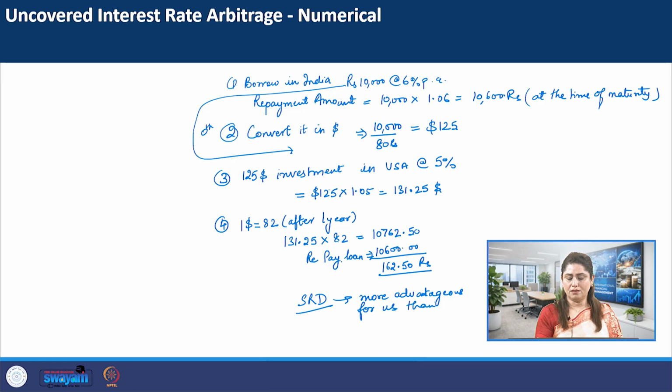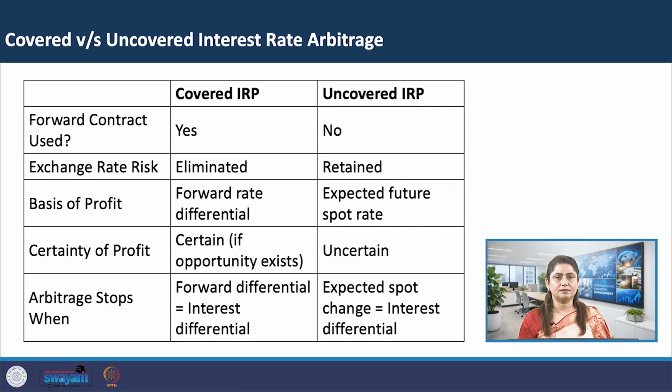Let us now place covered and uncovered arbitrage side by side so the distinction is completely clear. In covered arbitrage, a forward contract is used and the exchange rate risk is fully eliminated. The profit, if an opportunity exists, is certain. Arbitrage stops when the forward rate differential equals the interest rate differential.